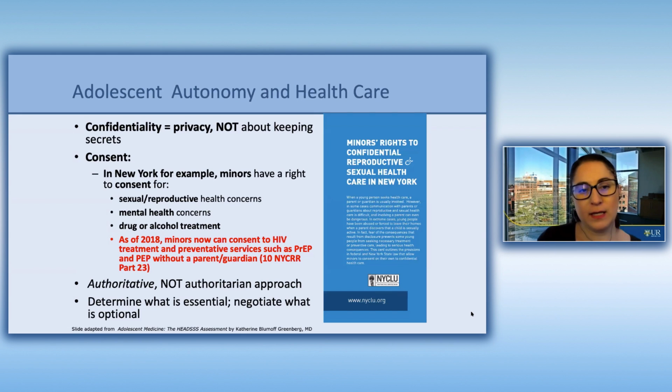Adolescent autonomy can vary between states, and so the ACLU for your state can be a really good resource for minors' rights and confidentiality rights. In the state of New York, for instance, minors have the right to consent to sexual and reproductive health, mental health concerns, and substance use treatment. And in 2018, minors gained the right to consent to HIV testing, HIV treatment, and preventative strategies like PrEP and PEP without parental consent.